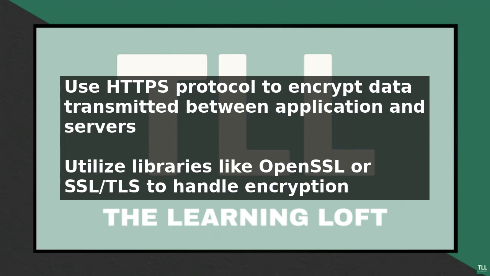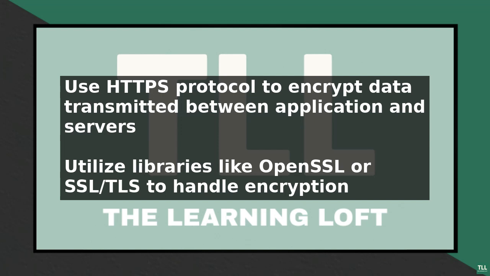To encrypt these requests, you need to use HTTPS protocol, which ensures that all data transmitted between your application and the Bill.com servers is encrypted. You can use a library or framework that supports HTTPS, such as OpenSSL or SSL/TLS, to handle the encryption.